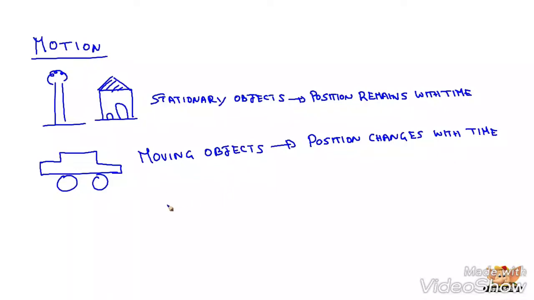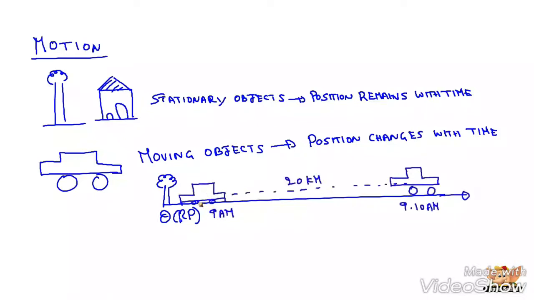Let us take an example where a car is moving from a stationary object called a tree, which is at a position O, which is called a reference point. Any moving object moves with respect to a reference point, and the reference point is always a stationary object. A moving object, a car, started at 9 a.m., reached its position at 9:10 a.m., and covered a distance of 20 km.